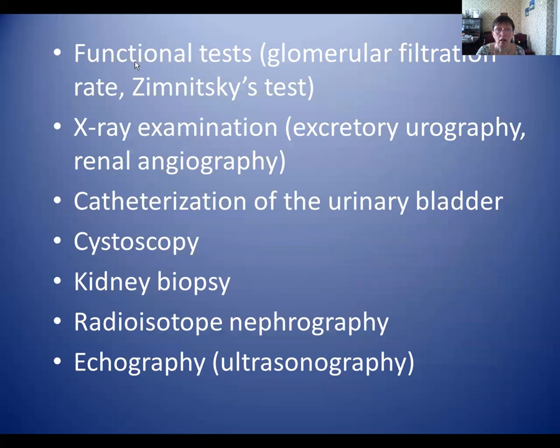Besides functional tests, we can also use X-ray examination such as excretory urography or renal angiography, catheterization of the urinary bladder, cystoscopy, kidney biopsy, radioisotope nephrography, and echography or ultrasonography. All these instrumental methods may be used for diagnosis of different diseases of the kidneys.